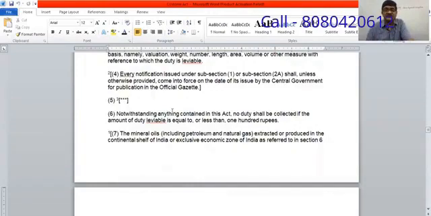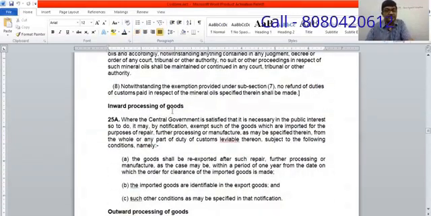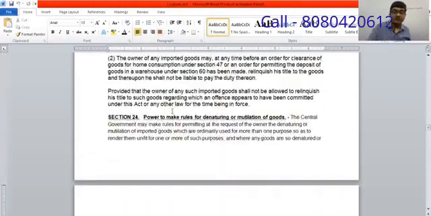General exemption, subsection 6: if the amount of duty is less than rupees 100, don't collect the duty. So who is going to assess that? Subsection 7 not relevant, subsection 8 not relevant. Right? So I'll just explain to you what is here.